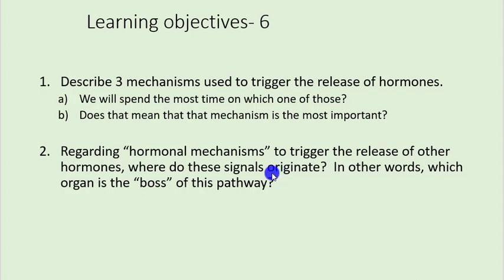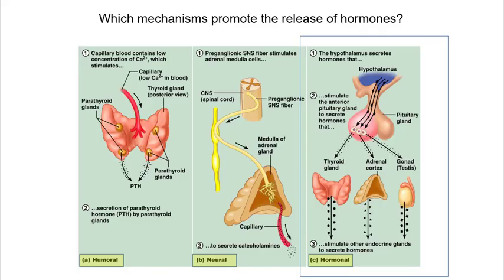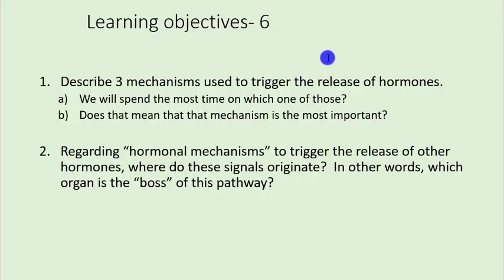Where do these signals originate? In other words, which organ is the boss of this pathway? All right, and so let's talk about this. Look, already you know that the endocrine system releases hormones. You know that hormones are essentially chemical messengers that tell a distant cell that it needs to get something done.